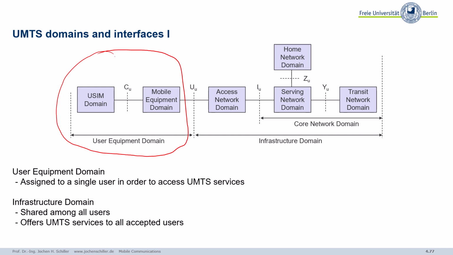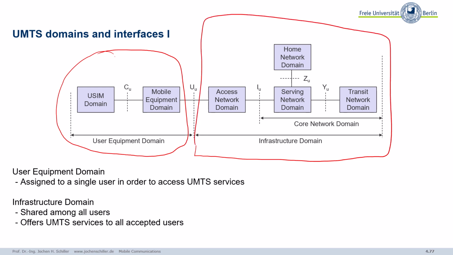Then we have an infrastructure. That's usually the fixed part here, our infrastructure. The infrastructure that is shared among the users, and this infrastructure offers the UMTS services to all the users. Within the infrastructure domain, we see the core network. Core network, this is where we have usually our fixed networks and the access network. Access network handling all these radio specific things in UMTS.